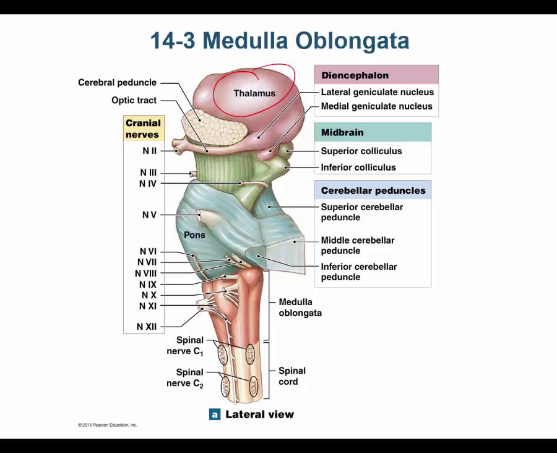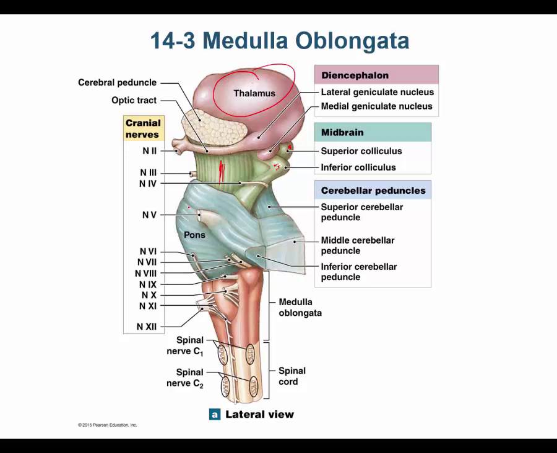Let me see. What do we got? Got the midbrain here. Midbrain is the cerebral peduncles here, and the superior and inferior colliculi here of the corpora quadrigemina. Those four bodies, the two superior colliculi and the two inferior colliculi, make up the corpora quadrigemina.